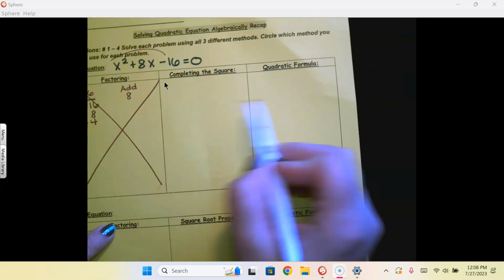And then as we try these, none of them will multiply to negative 16 and add to 8. So this one is not factorable. Then we have 2 other choices. That's why we learned all the different methods, because again, not everything can be factored. So now let's go ahead and try completing the square.